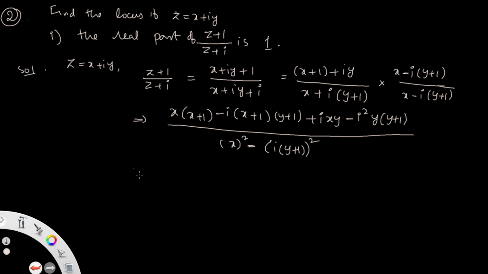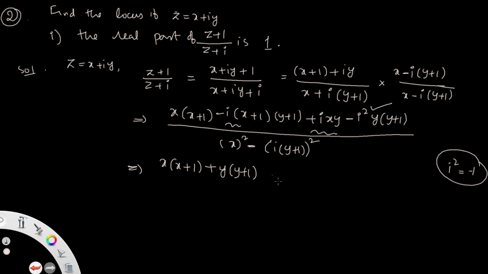Now simplify, where i square is equal to minus 1. So x into (x plus 1), and since i square is minus 1, the minus becomes plus: plus y into (y plus 1). Plus, in these total terms, i is there.